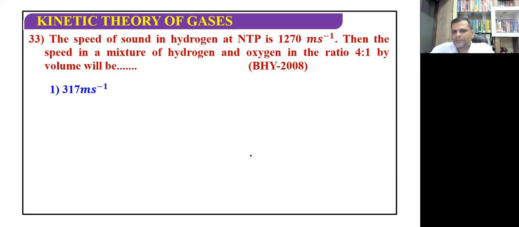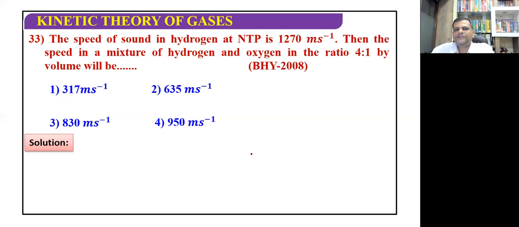Okay. The speed of sound in hydrogen at NTP is 1270 meter per second. Then the speed of mixture of hydrogen and oxygen in the ratio 4:1 by volume will be. ठीक है, RMS velocity जो है तो वो हाइड्रोजन का दिया हुआ है 1270 मीटर पर सेकेंड, and we want to find out the RMS speed of mixture of hydrogen and oxygen in the ratio 4:1 by volume.